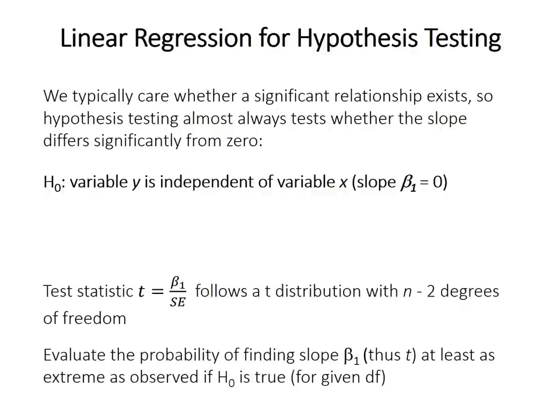So I won't go into a lot of detail, but briefly, the test statistic, the coefficient beta 1 is converted into a t-value by dividing the slope by the standard error, and that value follows a t-distribution with n minus 2 degrees of freedom. So that tells us what to expect if the null hypothesis is true, so we can then evaluate the probability of finding a slope at least as extreme as observed if the null hypothesis is true, the null hypothesis being that the slope should be 0.